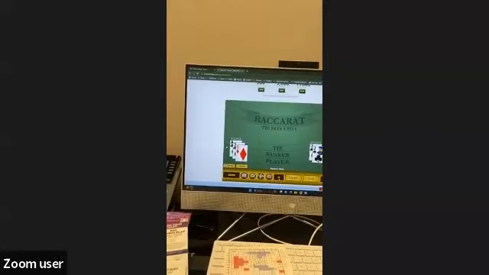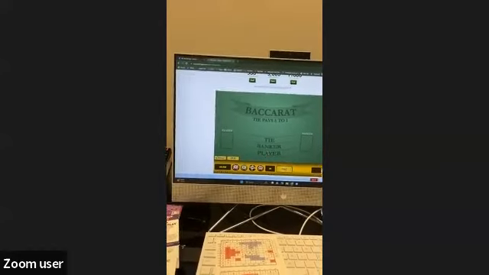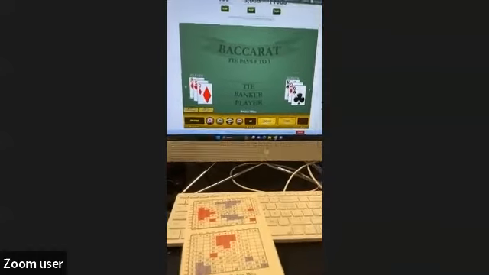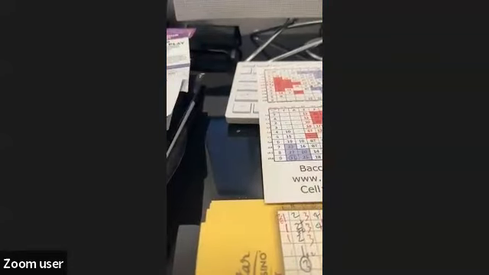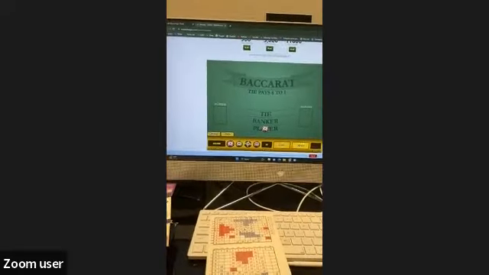Chop. 8. Nothing. 9-6, 18. Good enough, right? However, here, 17. The 8. So we don't know what to do, right? So we don't bet.